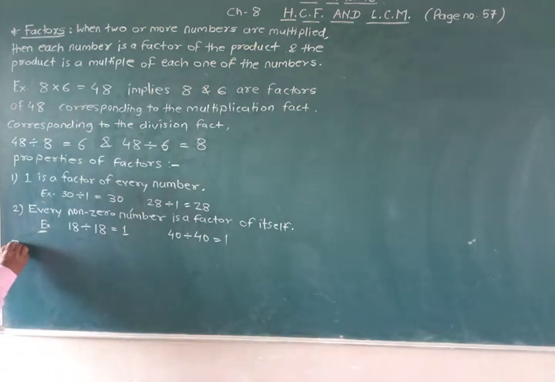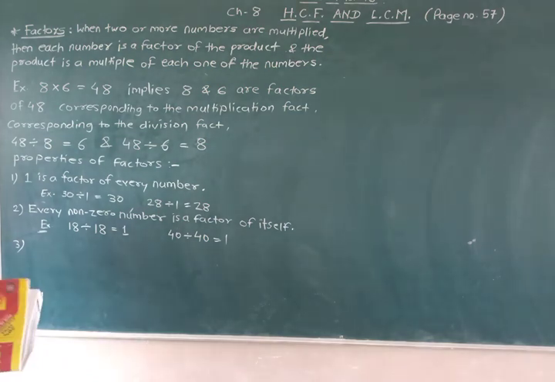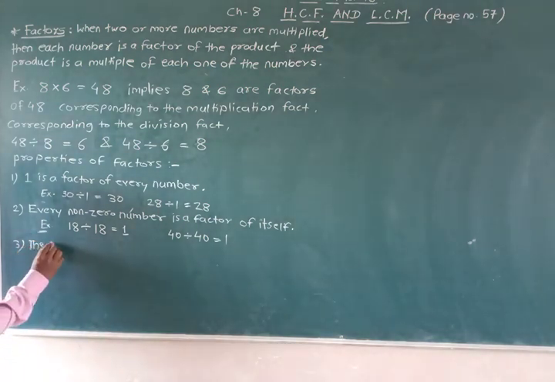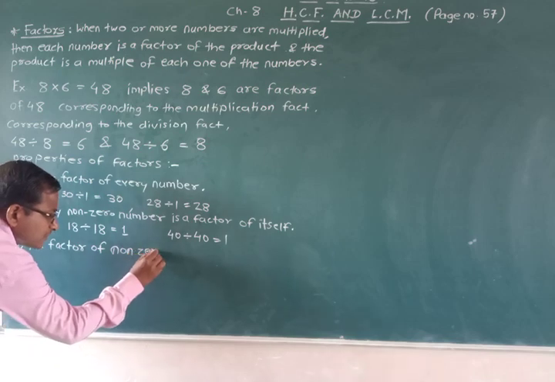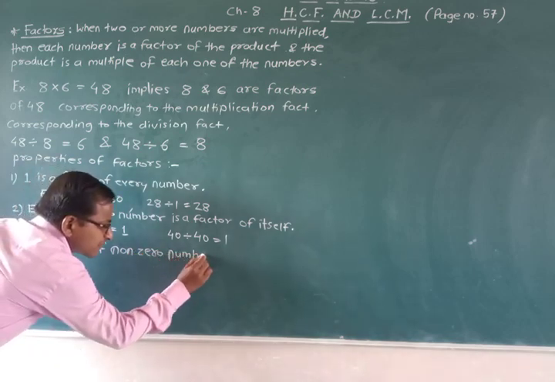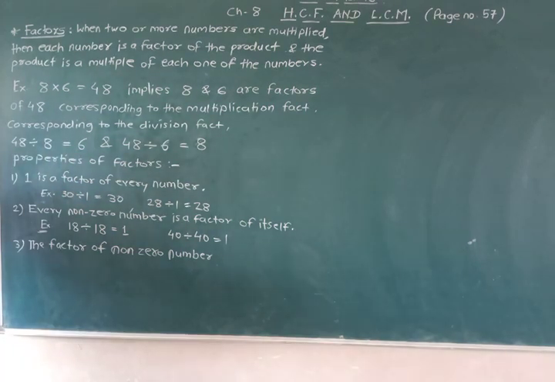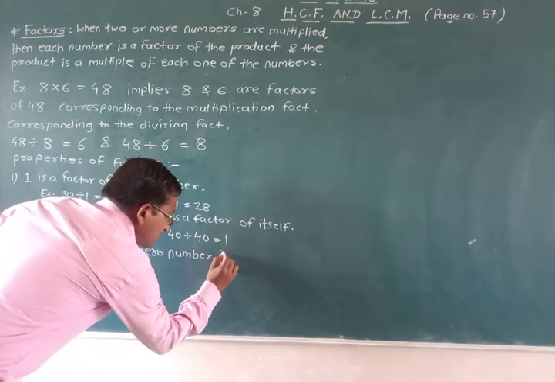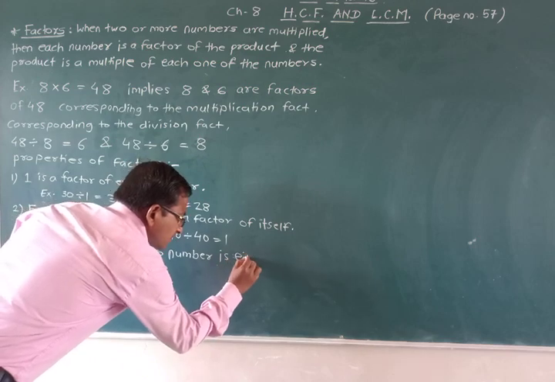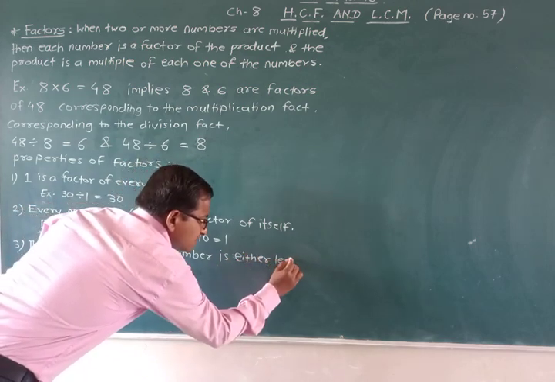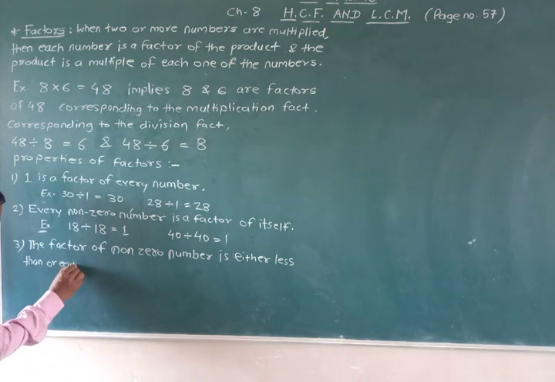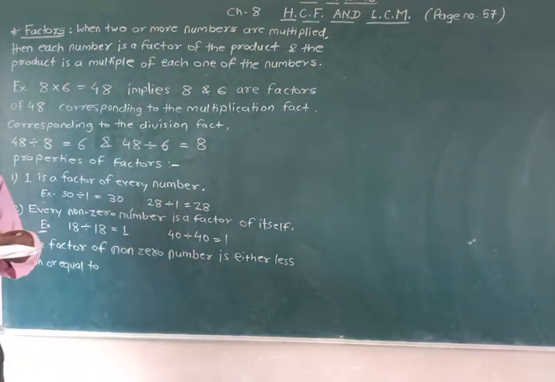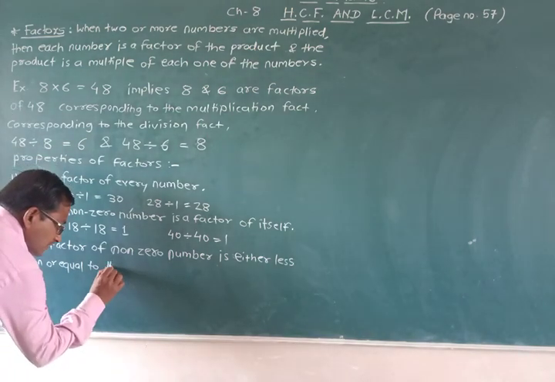Third property: the factor of a non-zero number is either less than or equal to the number.